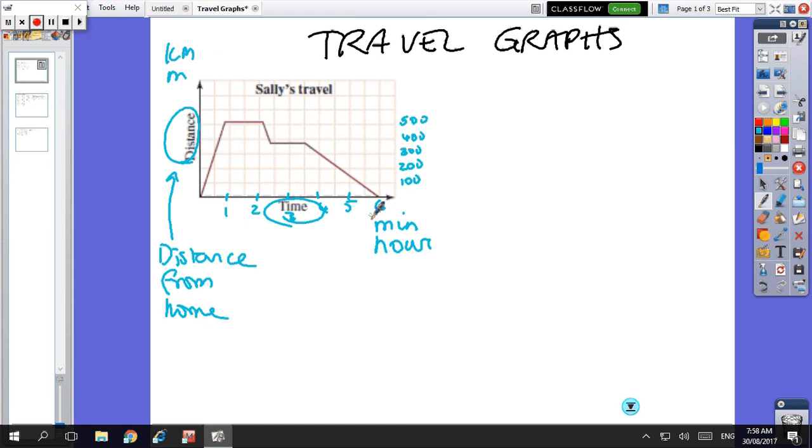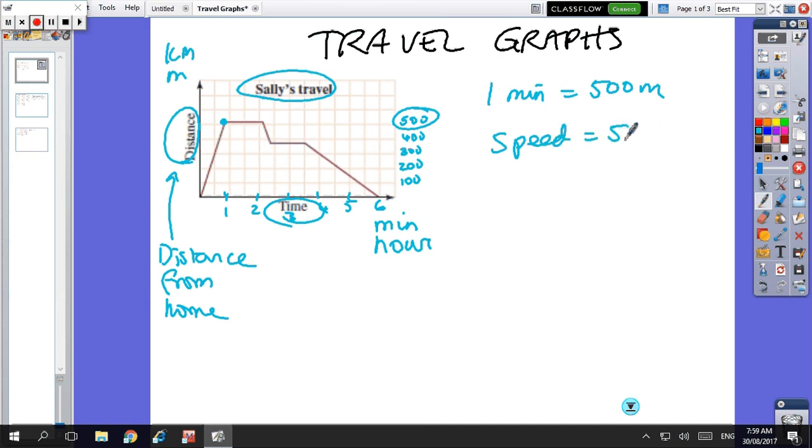You can actually do some analysis of what's happening here. In this particular example, we've got Sally's travel, and in the first 1 minute she's gone 500 meters. So we could say her speed is 500 meters per minute. So there are some analysis questions. Now what's happening here is that Sally has stopped traveling. Between 1 and 2 minutes she has stopped for a rest.